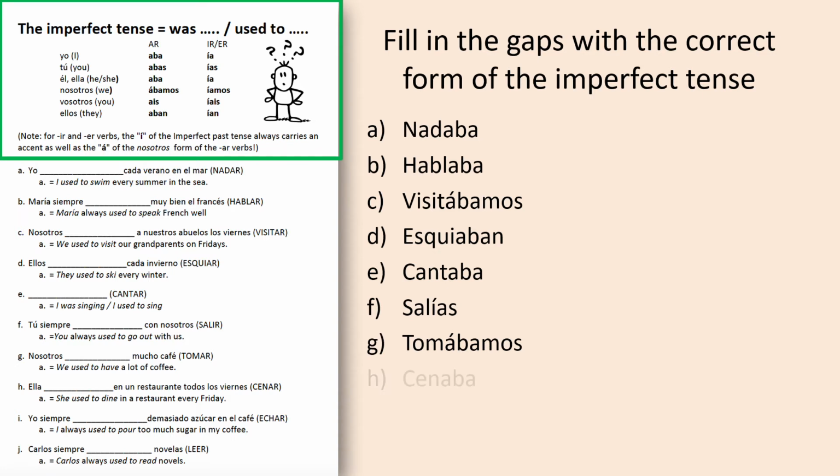Ella cenaba en un restaurante todos los viernes. Yo siempre echaba demasiado azúcar en el café. This is a really great noun to be using. It's quite colloquial and it's used very often in Spain. And J, Carlos siempre leía novelas. Carlos always used to read novels.